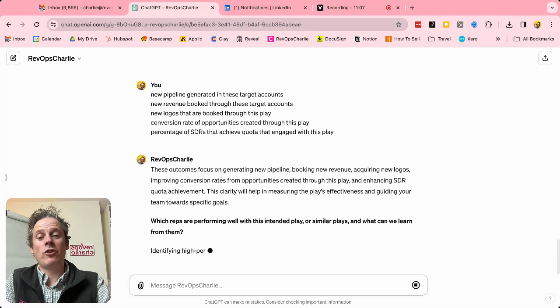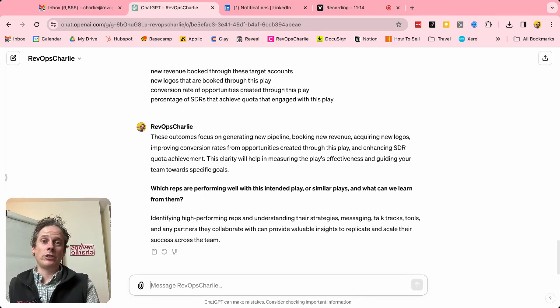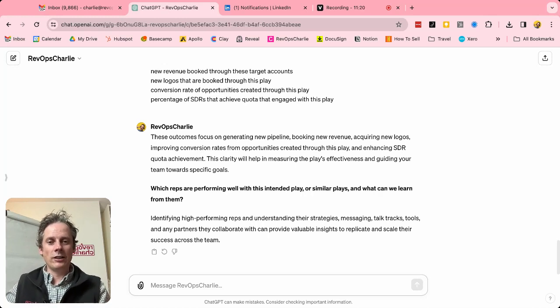Which reps are performing well with this intended play or similar plays, and what can we learn from them? So here, if we think that we're trying to target the mid-sector automotive supply chain in the US, we're thinking, are there AEs that are already doing a good job at that we can go and learn what good looks like? Maybe we can go and look at their call recordings and listen to them. Maybe we can look at some of their emails or some of the decks that they're using. So what can we learn from the people that are doing well?